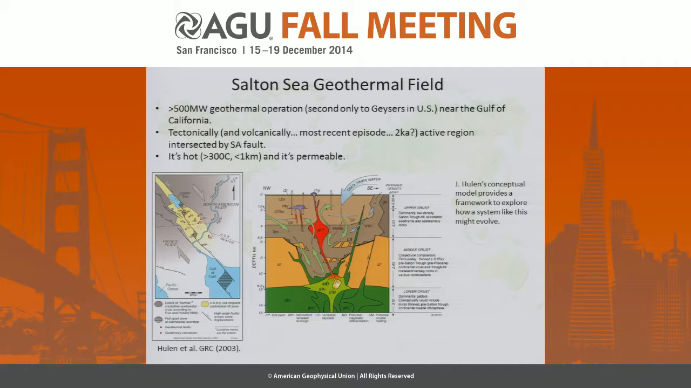And so the Salton Sea geothermal field here is located down near the Gulf of California. In this area, it runs right along the San Andreas Fault. It's the second largest geothermal operation in the U.S.